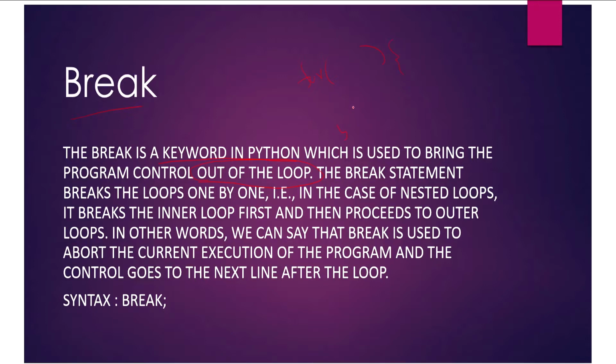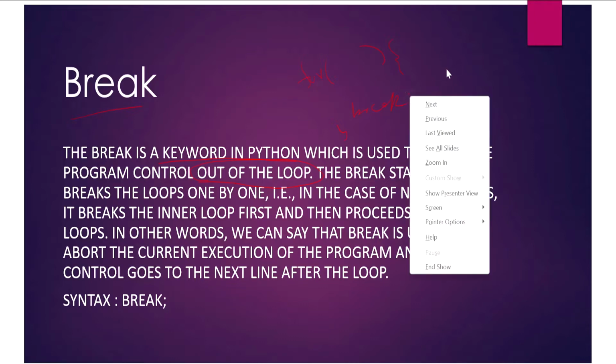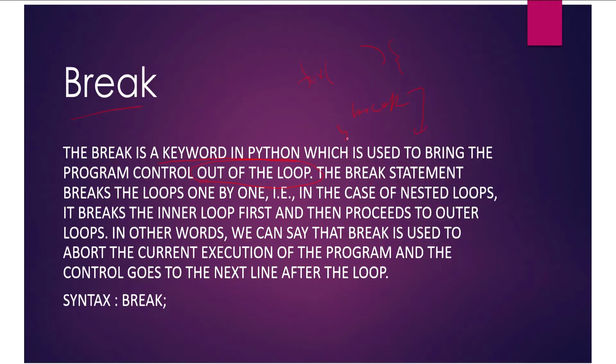This is executing, and whenever a break statement is executed, it will come out of the loop and execute whatever code is written here. Break is used to abort the current execution of the program and the control goes to the next line after the loop. This is how the break functionality works. It will break the loop and the execution will resume after the loop condition.